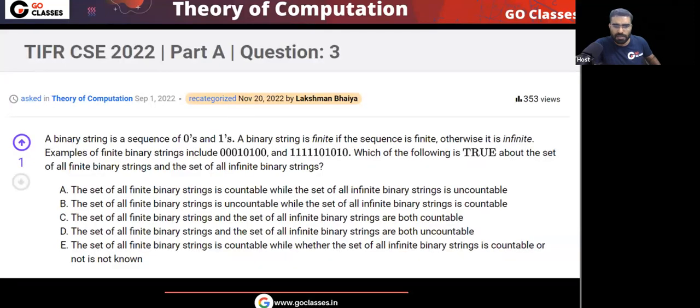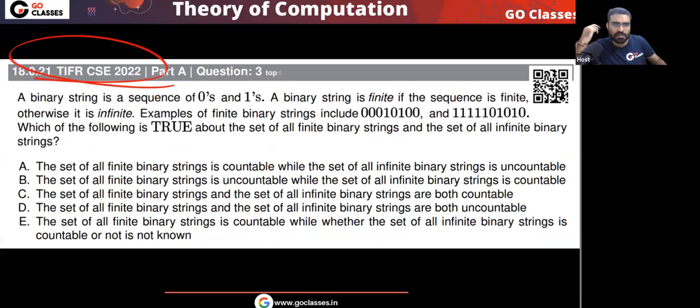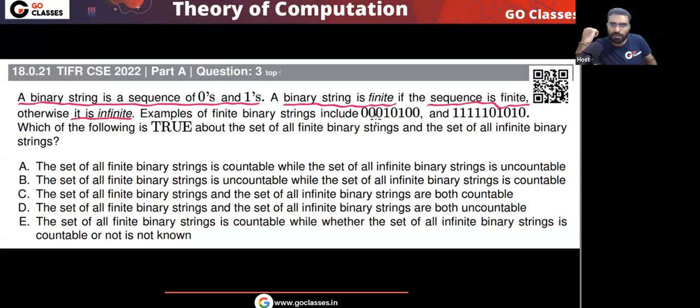Let's solve this question. This is a TIFR 2022 question based on countability. The question is saying that a binary string is a sequence of 0, 1. A binary string is finite if the sequence is finite, otherwise it is infinite. For example, this is a finite length binary string.